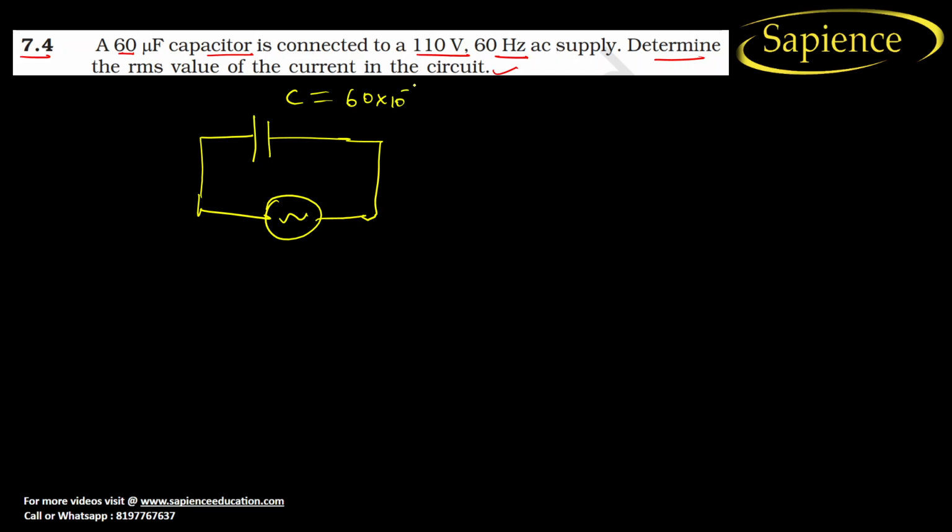The capacitance of the capacitor is 60 microfarad, so we can write 60 into 10 power minus 6 farad. The voltage they have provided is 110 volt, and the frequency they have provided is 60 hertz, right? Now let us do this problem.